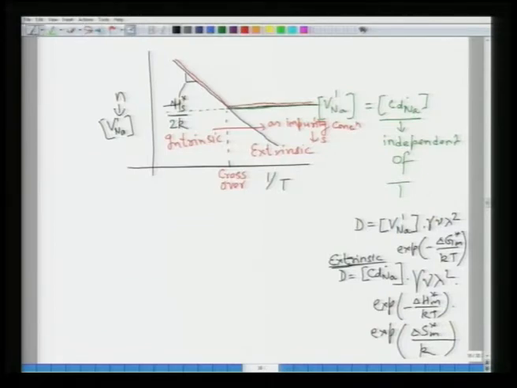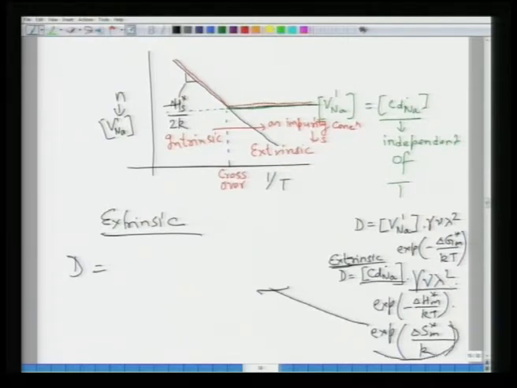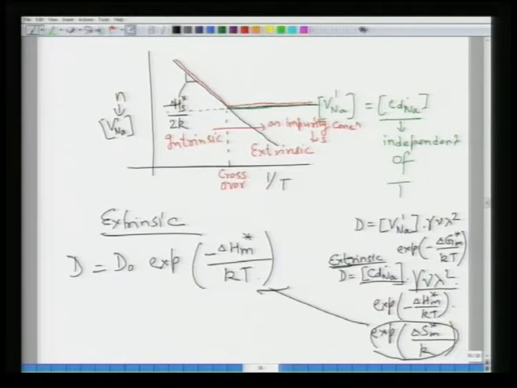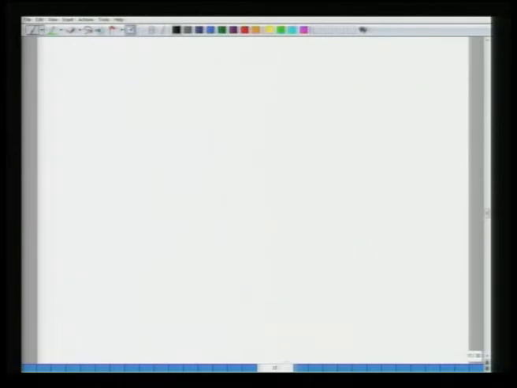In this extrinsic case, D will become, this is a constant for a given temperature, these are constants, and this is a constant. So this will become D naught exponential of minus delta H_M star divided by kT. So the slope of the curve in the extrinsic region will be this. Now let us examine the intrinsic region.